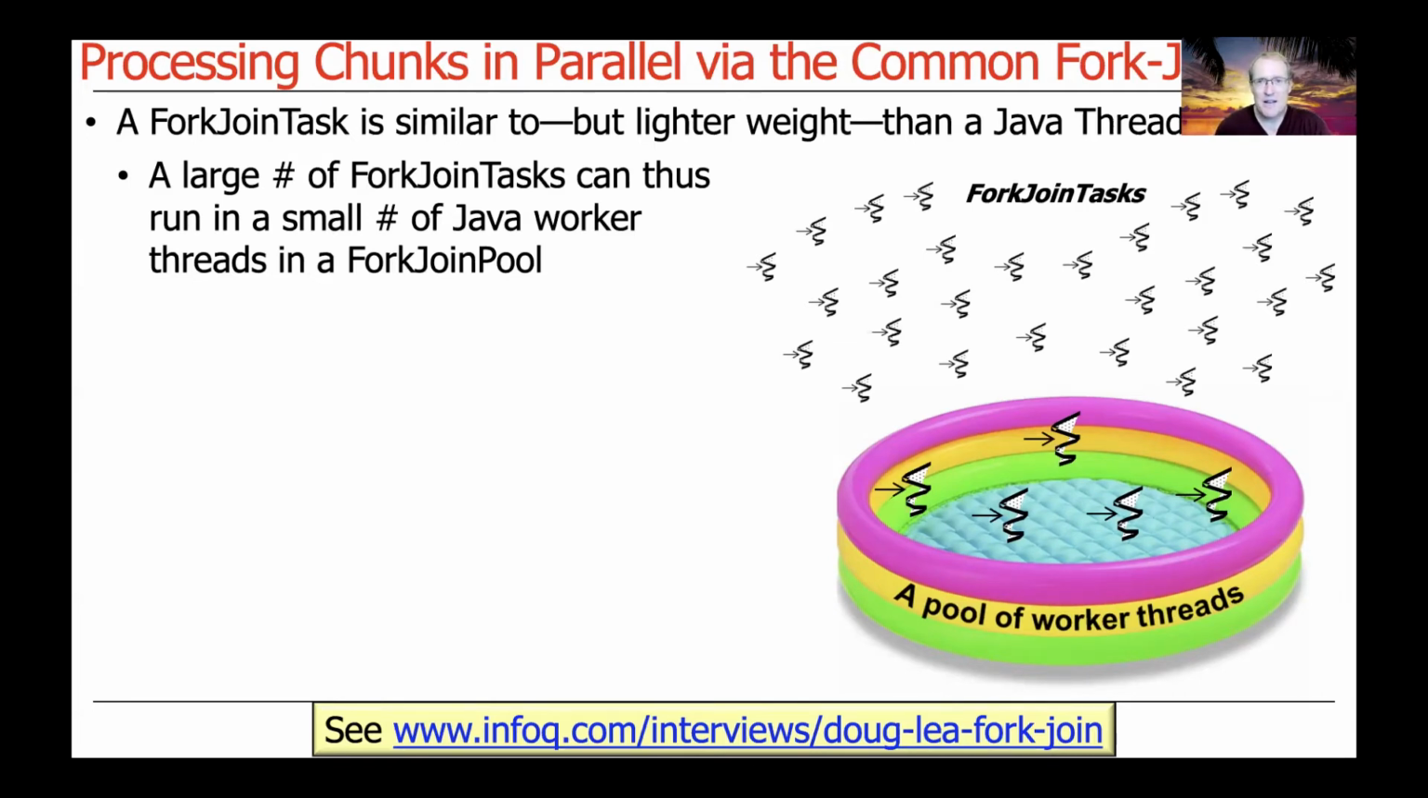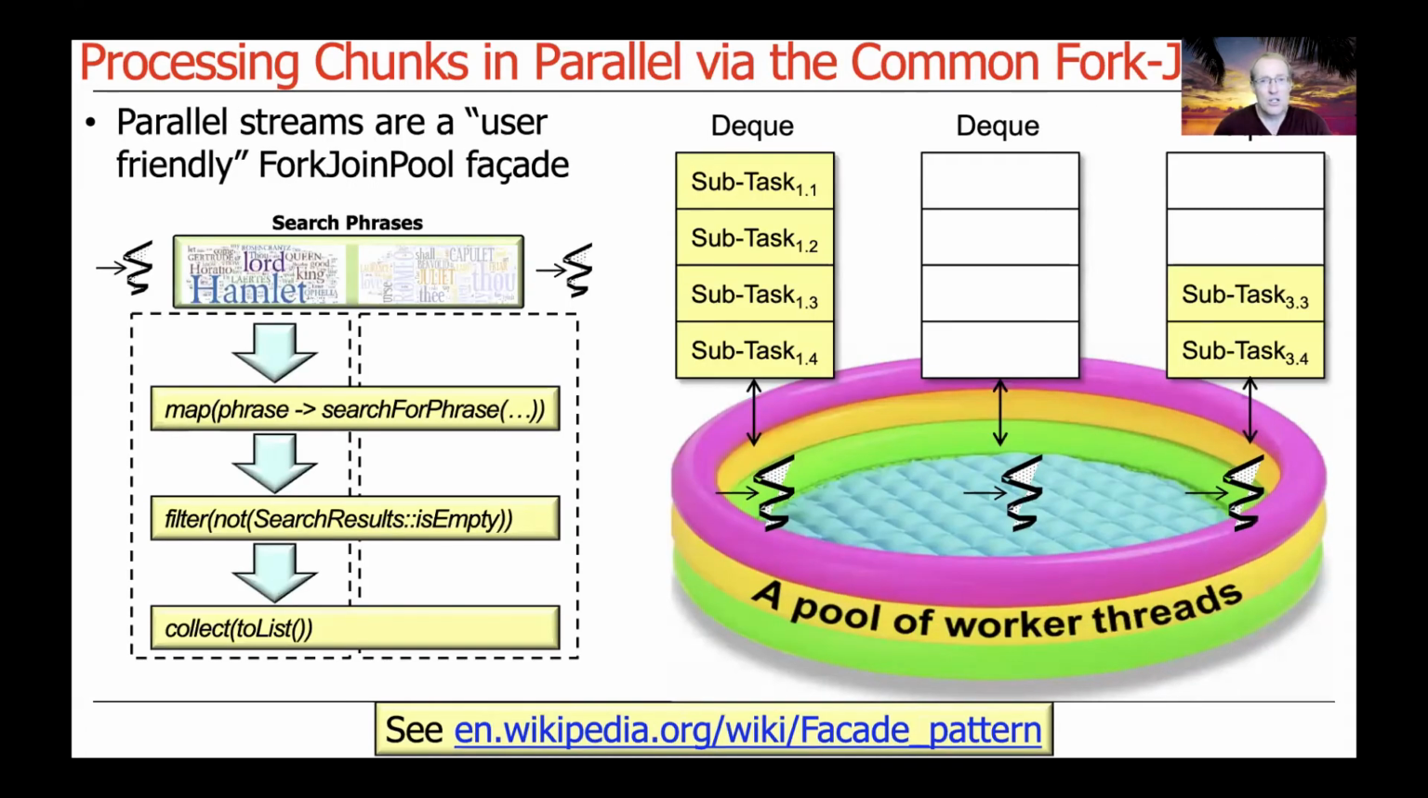You could have as many fork join tasks pretty much as you want, and then they're going to be run atop a much, much smaller number of actual Java threads. So in essence, this allows us to have a user-friendly functional programming facade, and that's what parallel streams provide. It's basically a nice, easier to program, more functional, more composable facade that wraps around the behavior of fork join pool. And that's fantastic. That's exactly what you want.